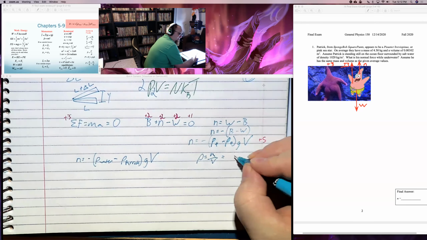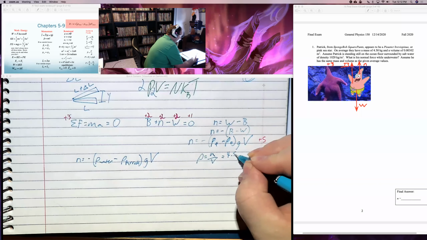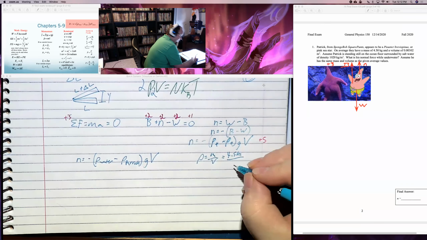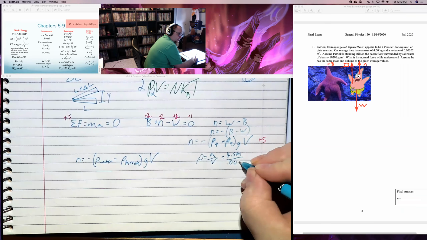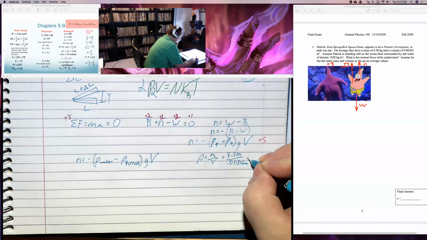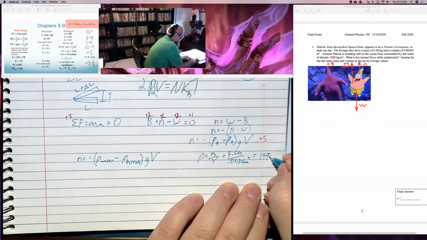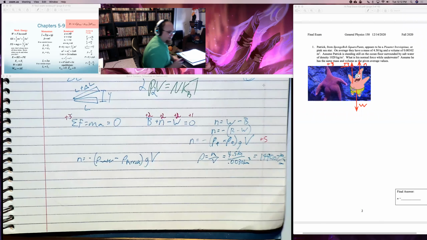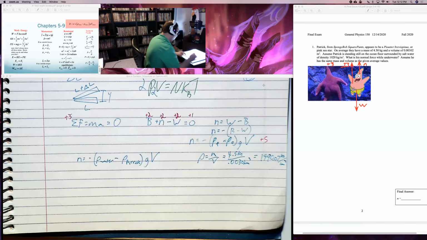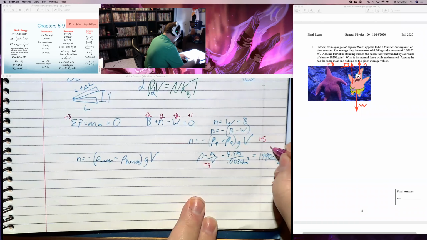And therefore, his density is just going to be his mass, 4.5 kilograms, over his volume, 0.00302 meters cubed, which is 1490.07 kilograms per meter cubed. He is dense. +3 +2.